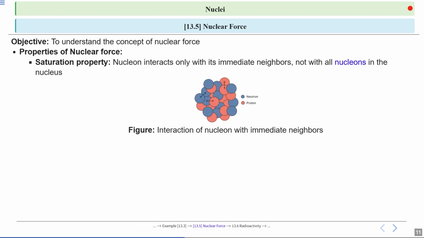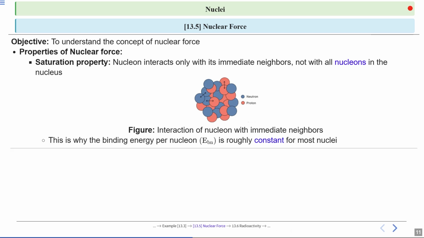Notice in the diagram how a nucleon is only interacting with the nucleons right next to it. This local interaction is what we call the saturation property. Because of this, the nuclear force doesn't keep increasing as we add more nucleons. Instead, each nucleon only feels a few neighbors.